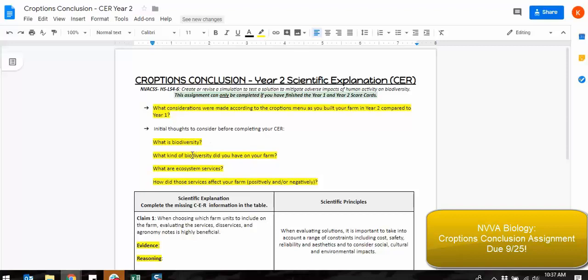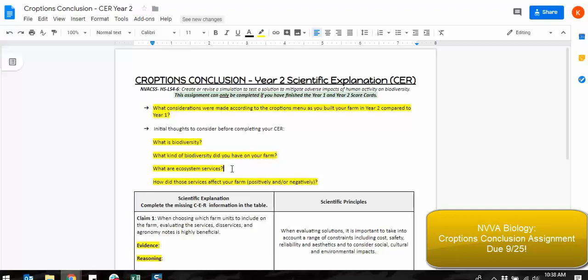What kind of biodiversity did you have on your farm? When we're talking about your farm, that's the farm that you designed. So that's your actual Croptions farm design. So again, look at your farm. Did you have more than one type of plant? Did you have animals on it? That's what biodiversity is. So you can include everything like that in your answer.